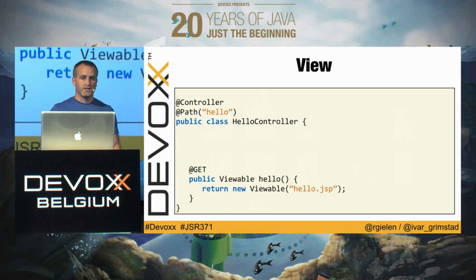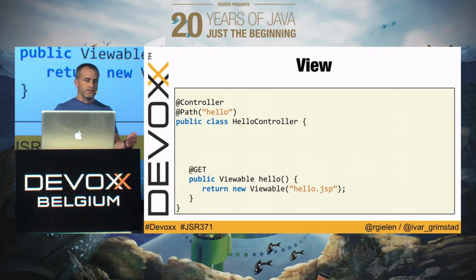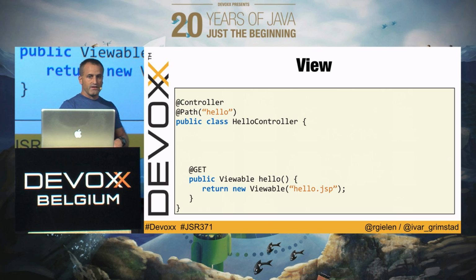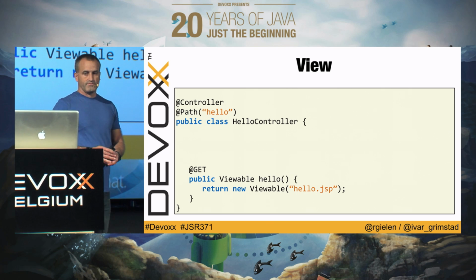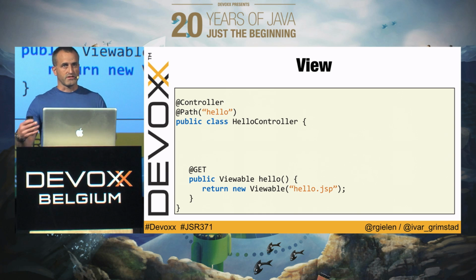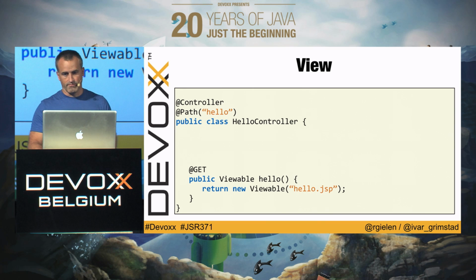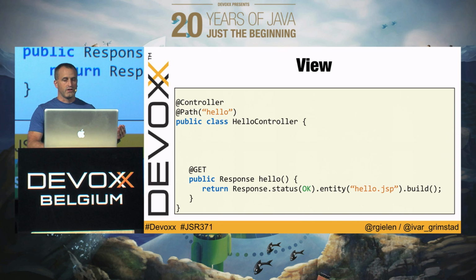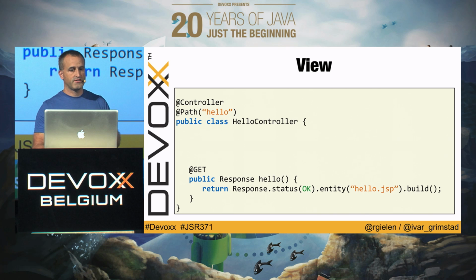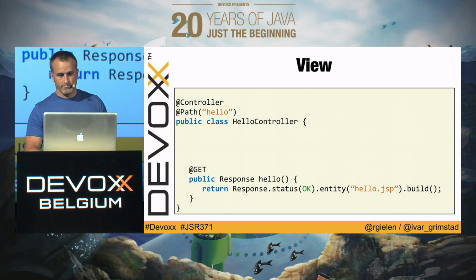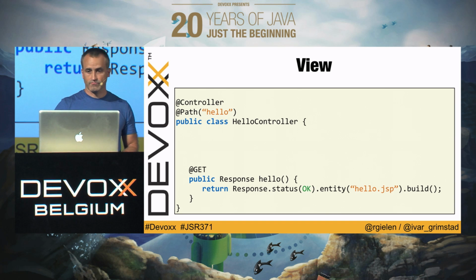Another way of showing which view you are going to redirect to is to create an instance of Viewable. And then the Viewable encapsulates the view and how it should be processed, so you have a little bit more control of it. You can also go a little more low level and use the Response return type from JAX-RS. So this is very similar to how you do it in a JAX-RS resource, where the entity is the view.